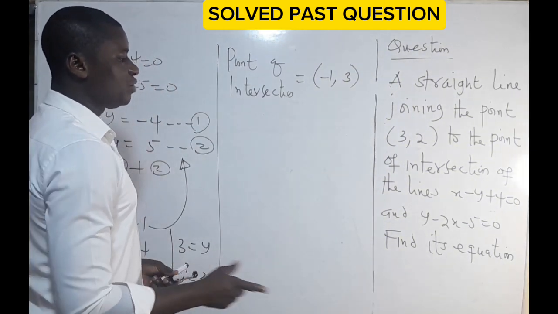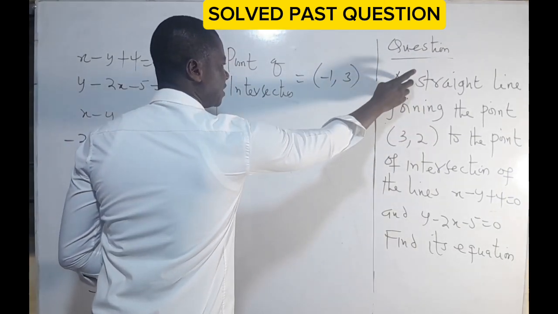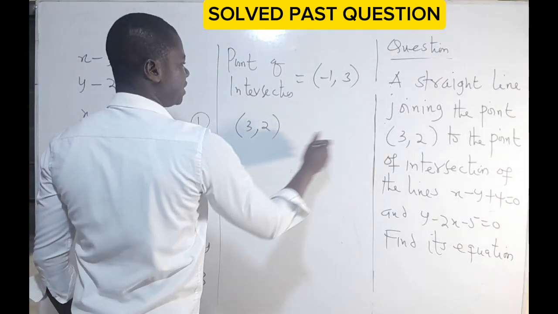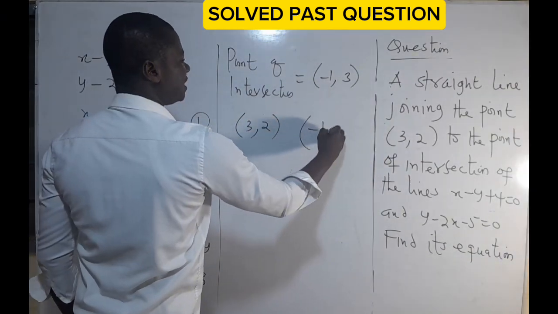So now we are finding the equation of this particular line. Now we have 2 points on the line. The first one was (3, 2). The second one we are getting here is (minus 1, 3).